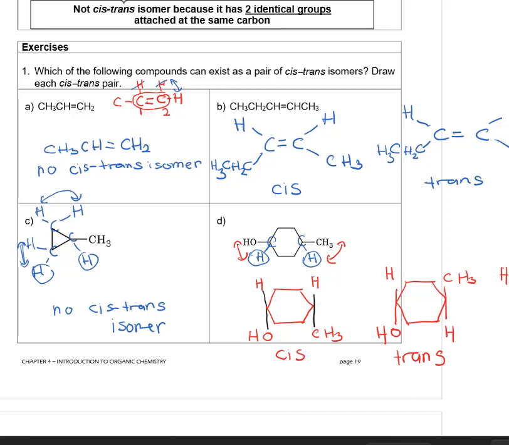Okay. Antara karbon nombor 1 dan karbon 2 ada benda yang sama. So ni 2 berbeza. Ini 2 berbeza. Okay, ni sama. Ni 2 berbeza. Ini 2 kena berbeza. Okay.